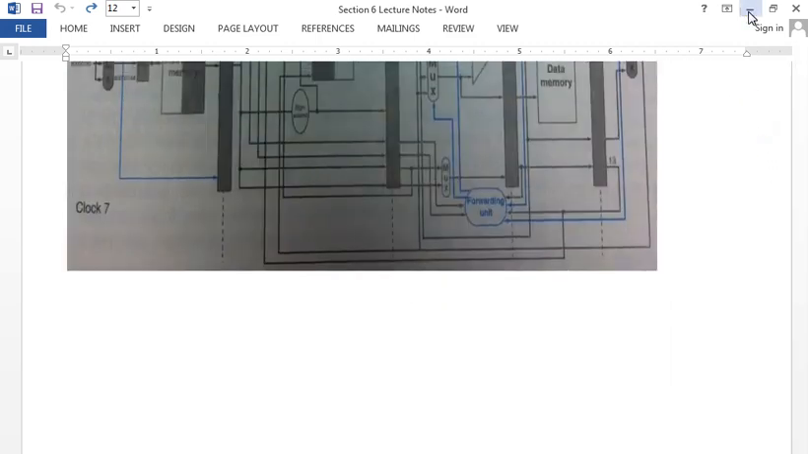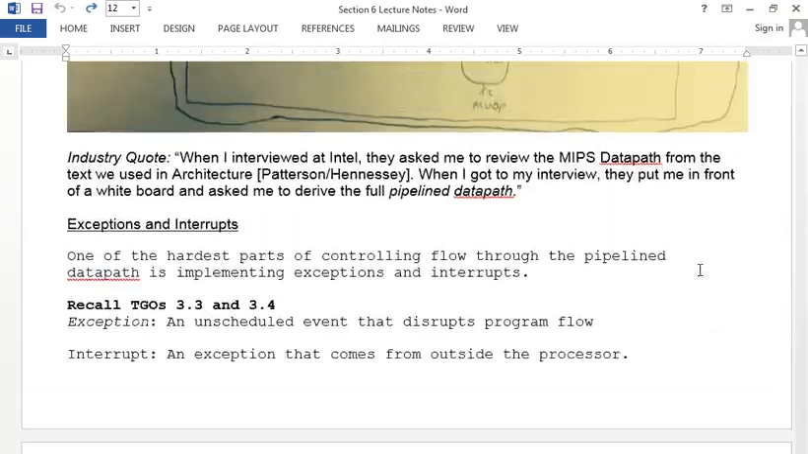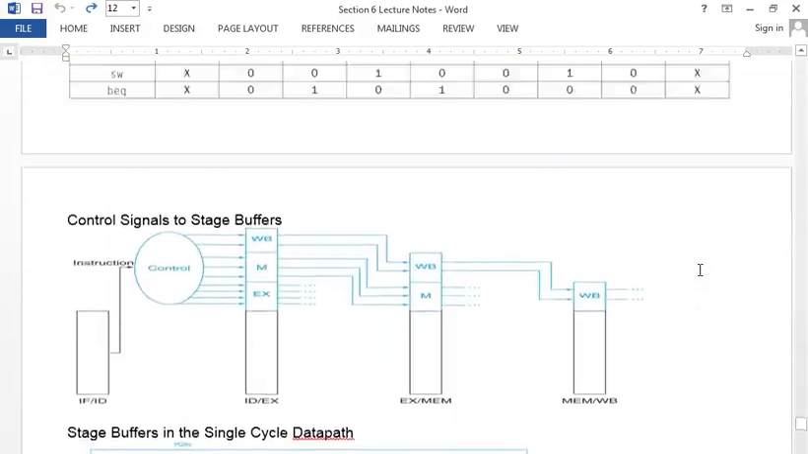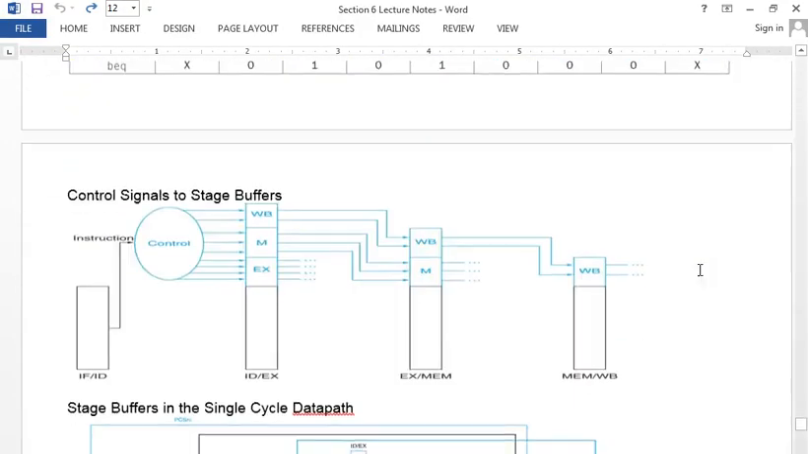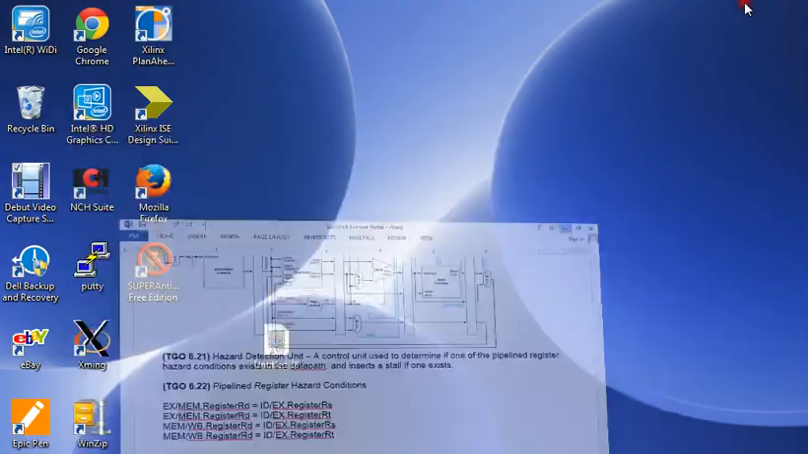So that's the end of section 6. Make sure. Yeah, we started at 21. Okay.